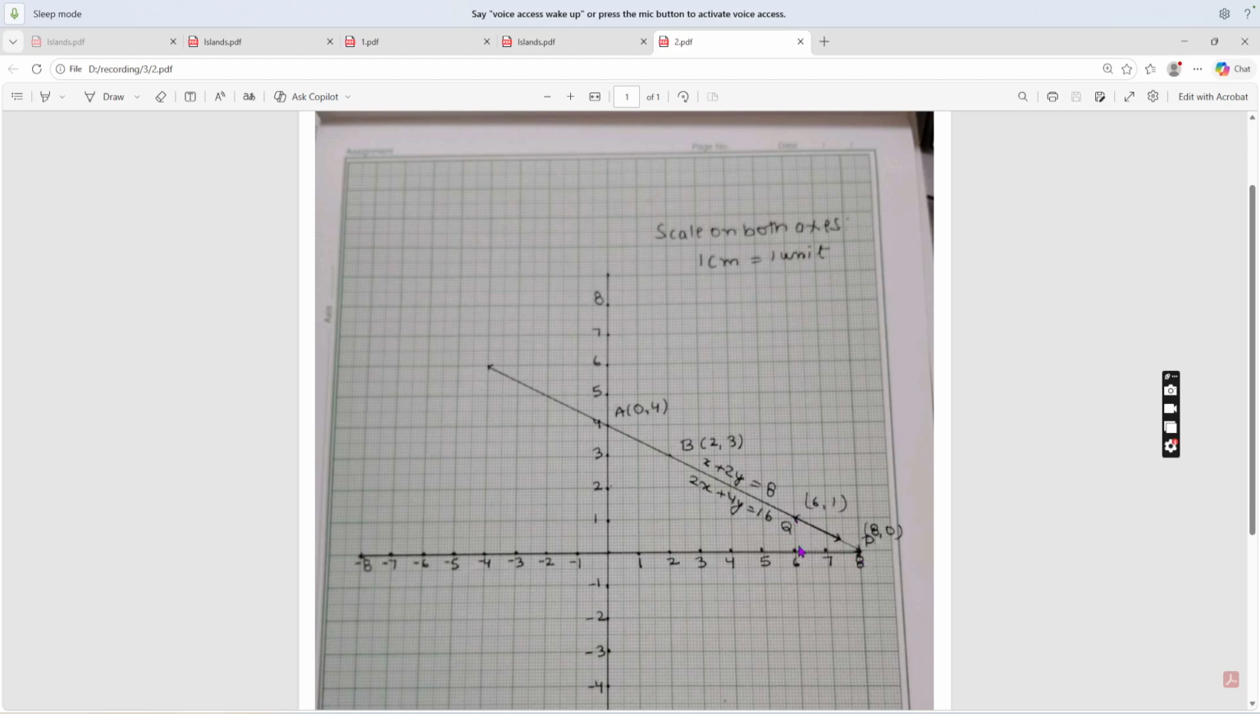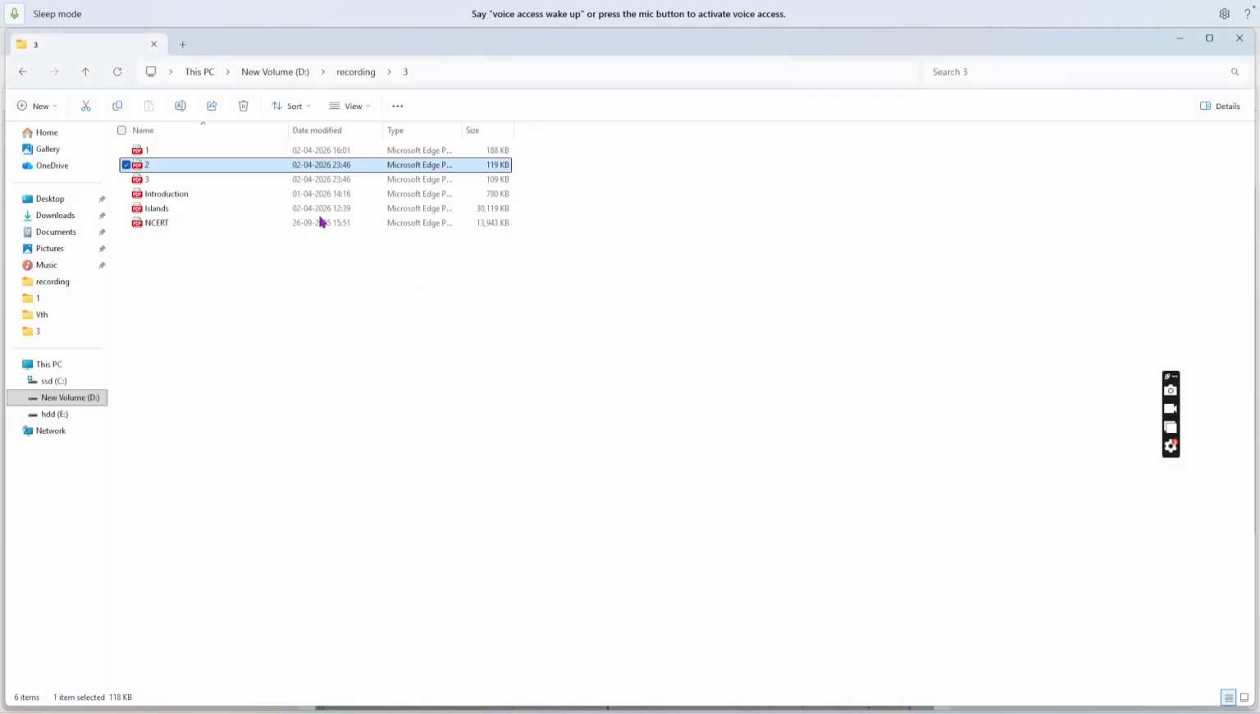And now see, Q point is (6, 1). On the x-axis it is 6, on the y-axis it is 1. So it is (6, 1). Now we are going to join point P and Q and we are extending both ways. And see, what is the logical thing here? What is the amazing thing here? Both the lines are overlapping one another. Hence, these are called coincident lines.